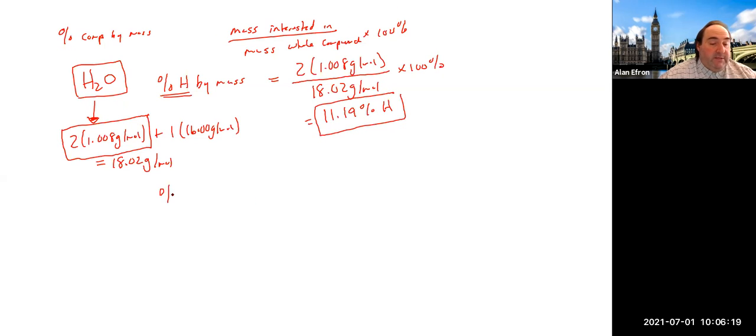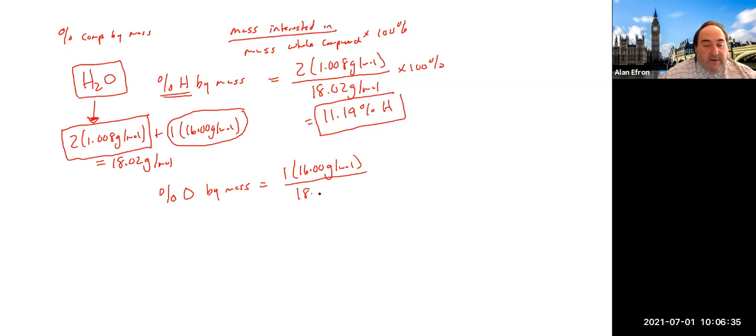We could also do the same thing for oxygen. In this case, if we wanted the percentage of oxygen by mass, we would take the mass of oxygen that's present, which actually would just be 1 oxygen in this case. So basically 1 times 16 divided by the mass of the entire compound times 100%. That would get us 16 divided by 18.02 times 100, which gets us about 88.79%. Any questions on that there?